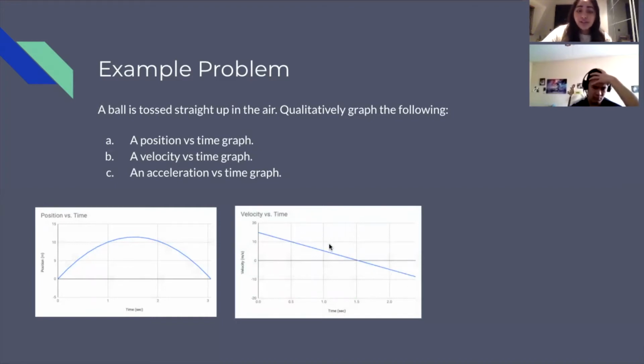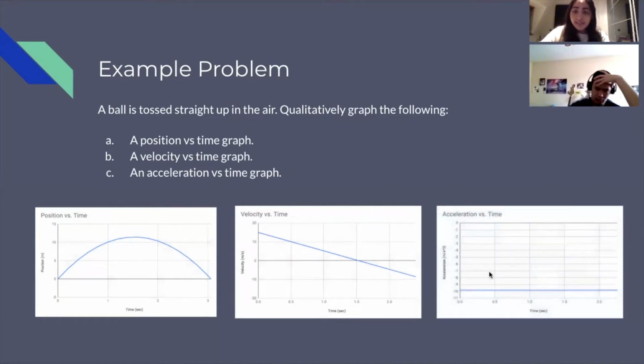And a key point in understanding this is that a ball tossed up straight in the air would have an acceleration of negative 9.8 meters per second squared. So therefore, the slope of this graph would be negative 9.8. And what you see in the acceleration versus time graph as well is that it's a straight line that goes just below 10, which is approximately 9.8, and represents acceleration versus time.